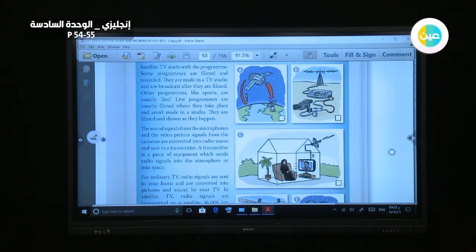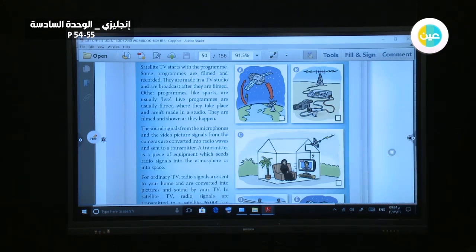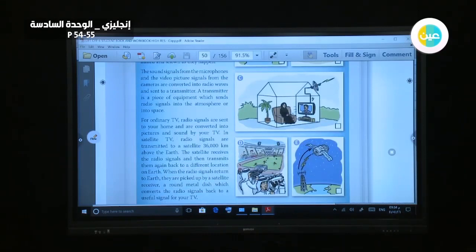In picture E, we can see a transmitter sending signals into the atmosphere. We can see microphones and a camera. The sound signals from the cameras and microphones are converted into waves. You can see the waves in the picture. So the microphone and camera send signals, which are converted into waves. Look at picture E. This is a transmitter. We can see this transmitter sending signals into space.